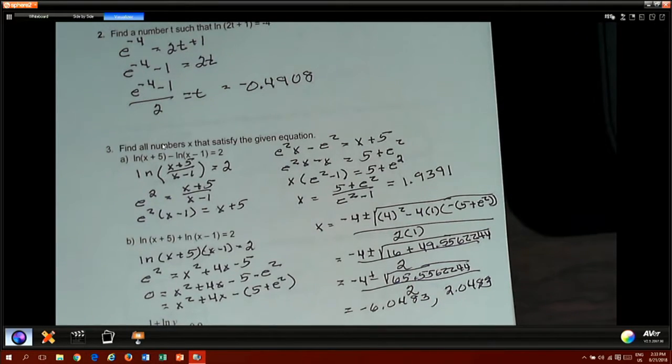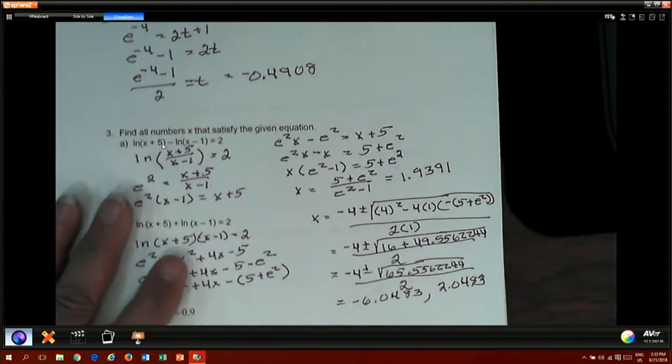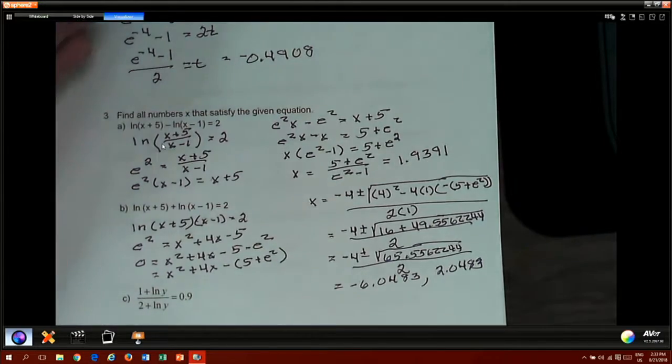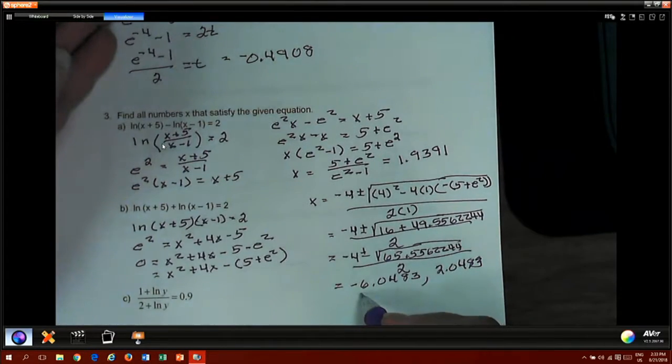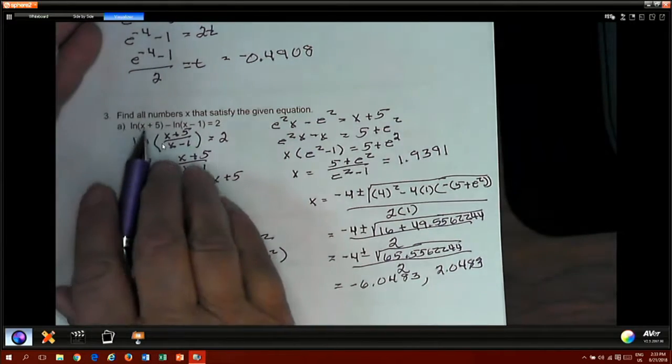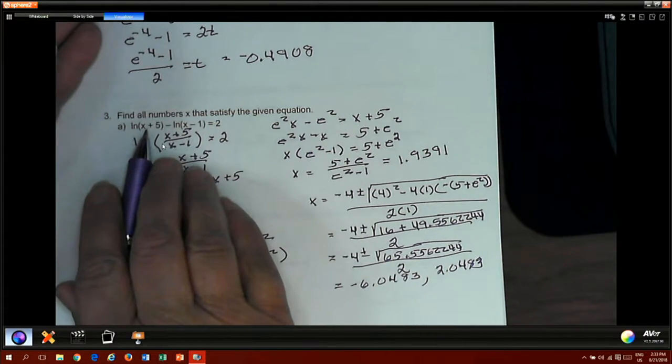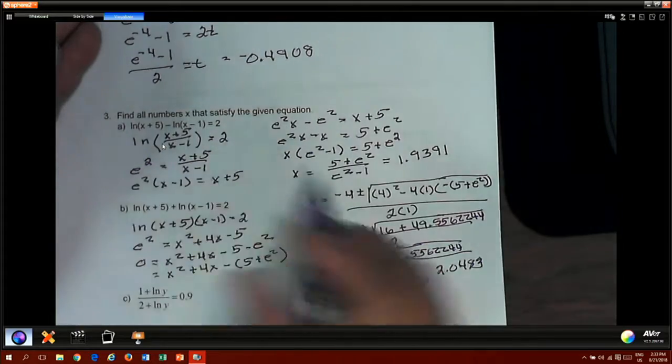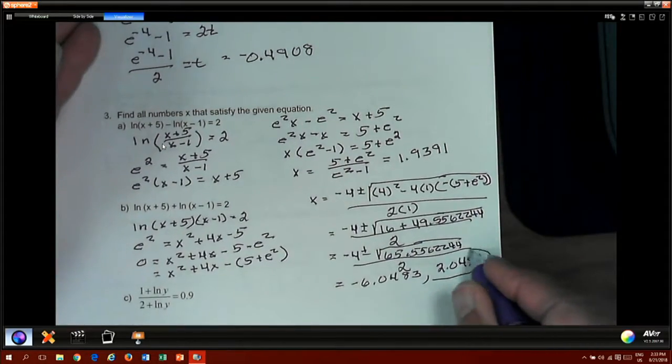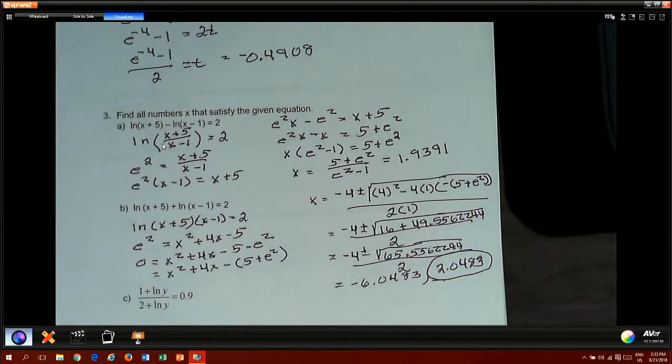Now, we can't take the log of a negative number, whether it's a log or an ln. So that means that the negative 6.0483 does not work because there would be a negative here and a negative here. However, this 2.0483 does work.